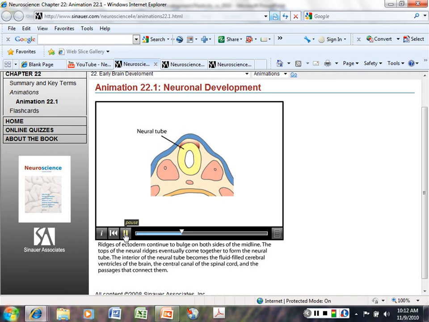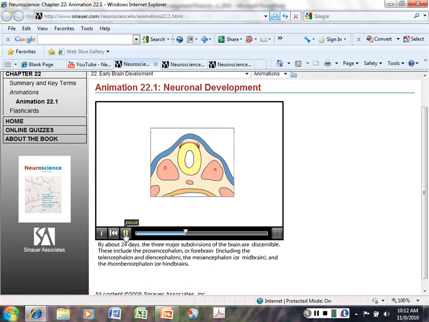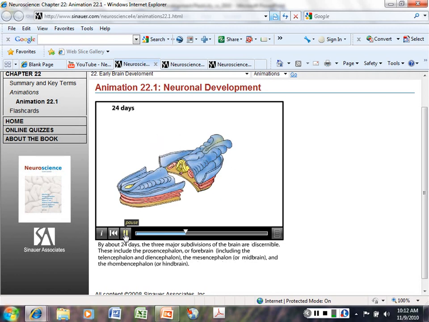The interior of the neural tube becomes the fluid-filled cerebral ventricles of the brain, the central canal of the spinal cord, and the passages that connect them. By about 24 days, the three major subdivisions of the brain are discernible. These include the prosencephalon, or forebrain, including the telencephalon and diencephalon, the mesencephalon, or midbrain, and the rhombencephalon, or hindbrain.